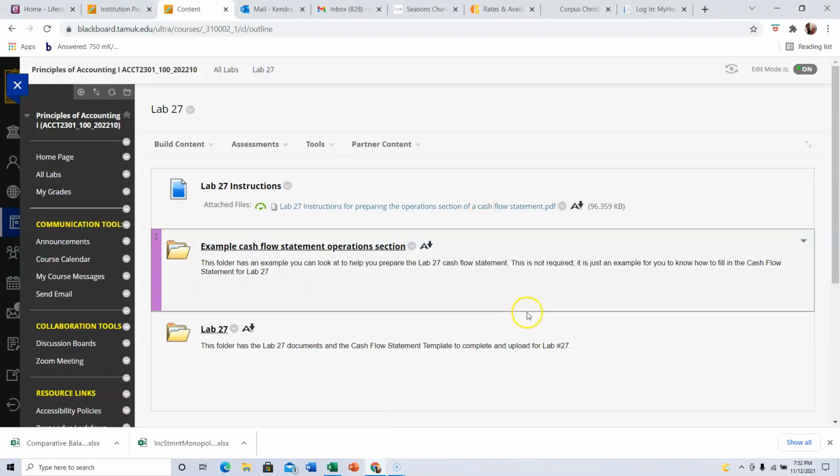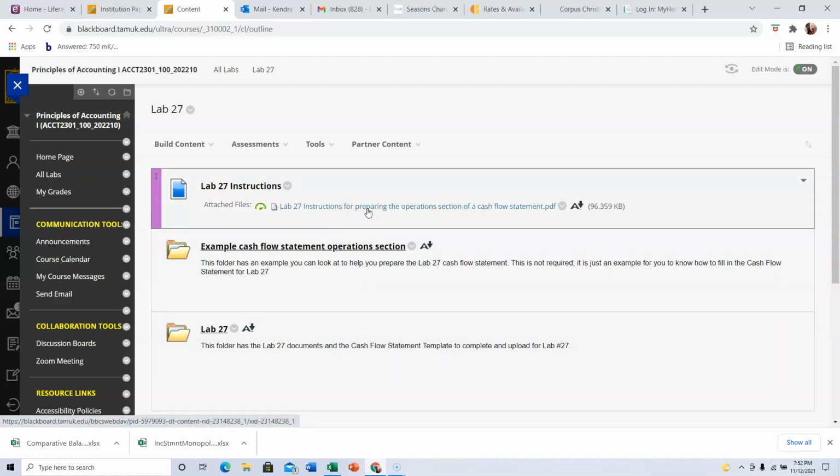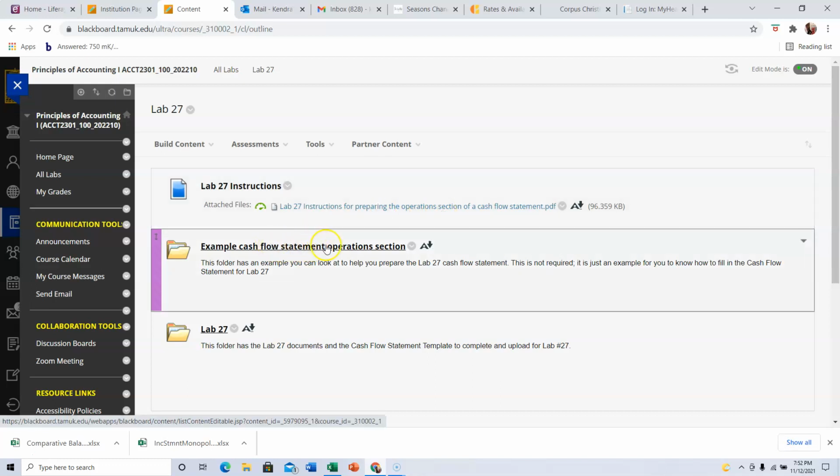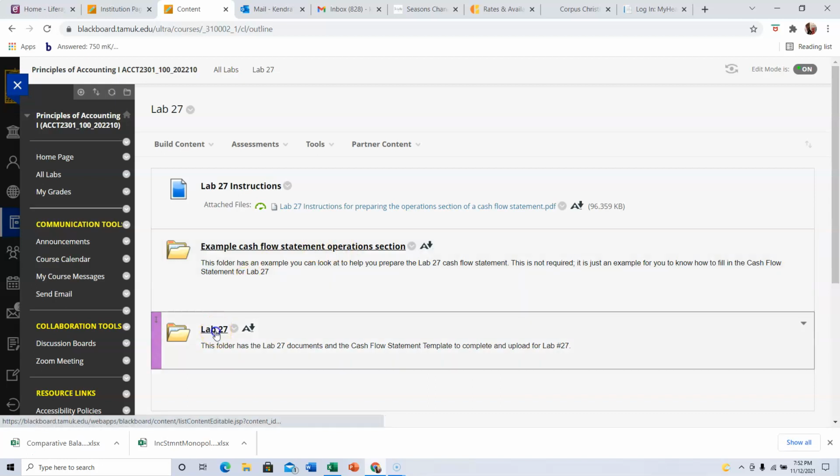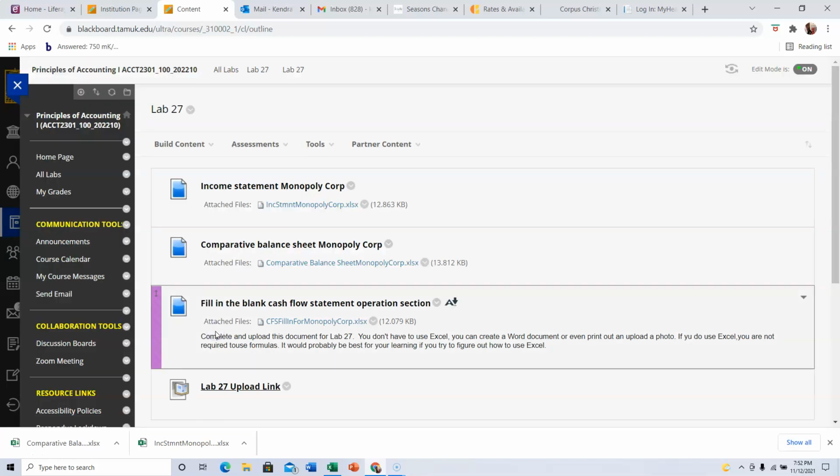This is the video for Lab 27. All right, so the first page of Lab 27 has some instructions on preparing the statement of cash flows, and it's actually just the operating section. All right, then there's an example. The actual lab is down here in the Lab 27, another Lab 27 folder.